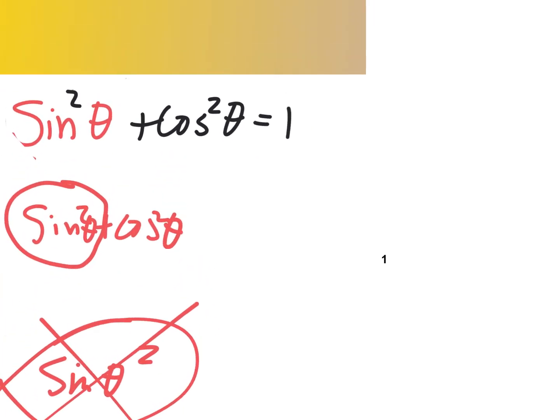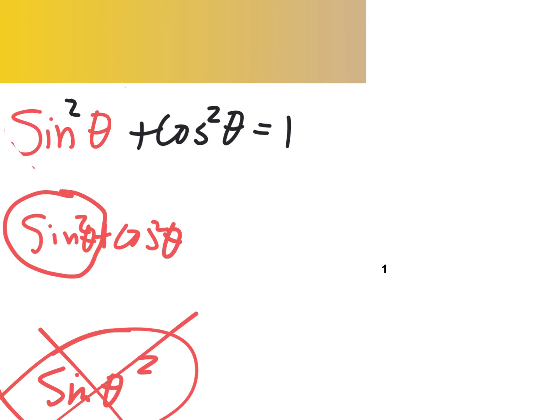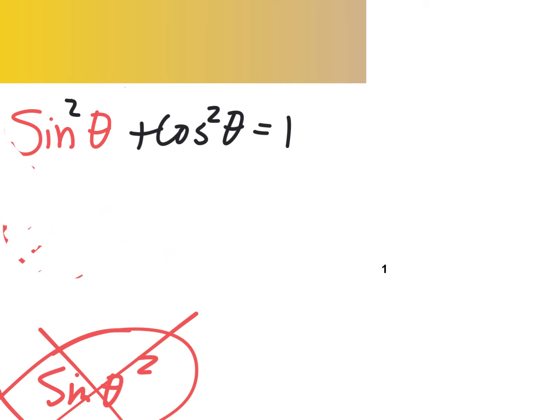So that's equal to 1. So then here's another fact. If that's equal to 1, then this is going to mess with some heads. Then what's sine squared equal to?